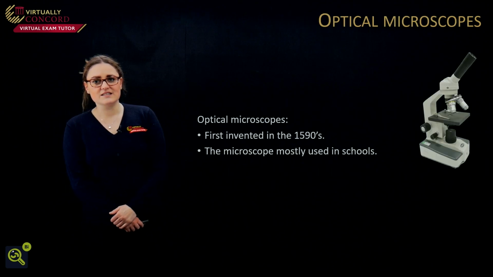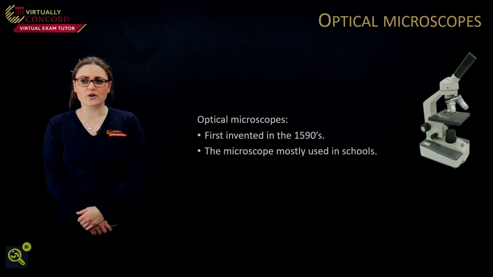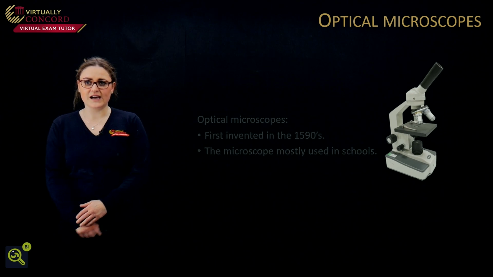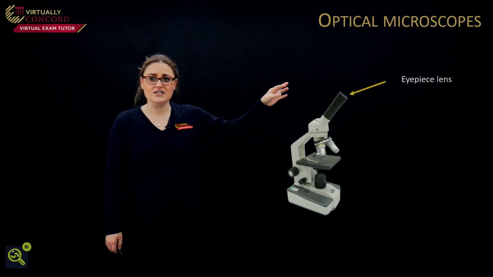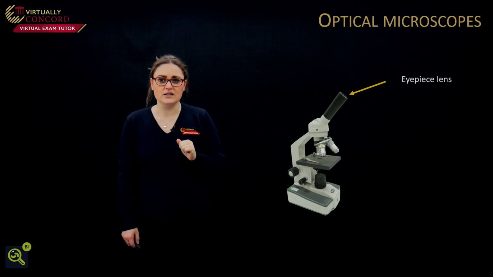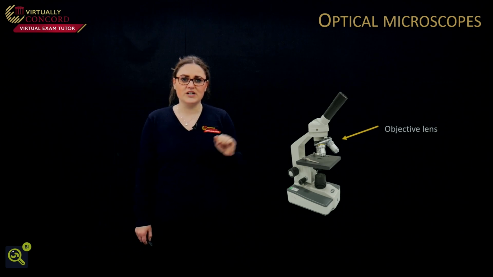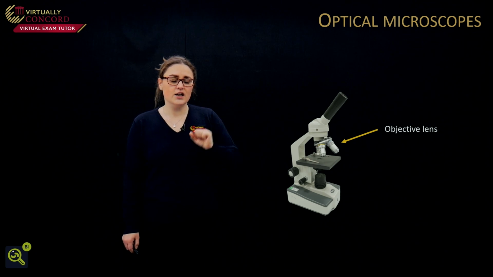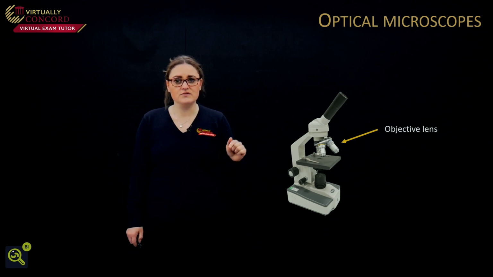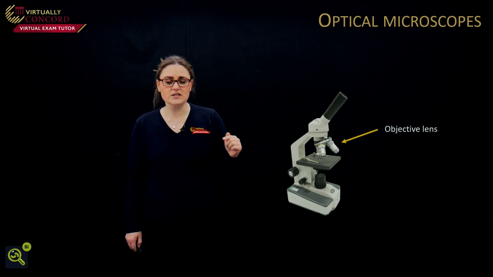These were first invented in the 1590s, and they are the microscope mostly used in schools today. So we're going to have a look at their parts. We're going to start with the eyepiece lens. This is the section that you look through in order to see your specimen. We have objective lenses. There are usually 3 of these, and they're on a rotating disc. Usually they have a magnification of ×4, ×10, and ×40.